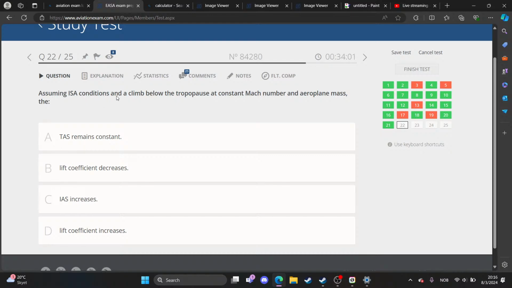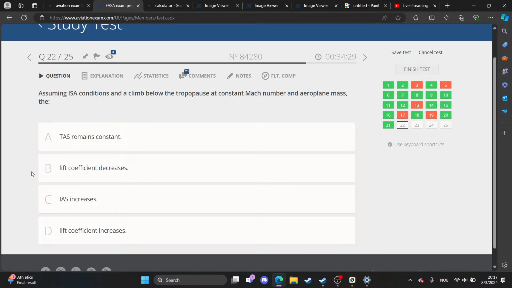Assuming icing conditions and climb below the tropopause at a constant Mach number. Oh, this is an easy one. And you're climbing. That means that speed decreases. So this one's wrong, this one's wrong. So I mean, Bravo or Delta, lift coefficient increases or decreases?